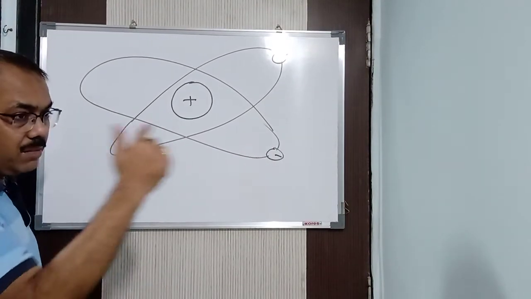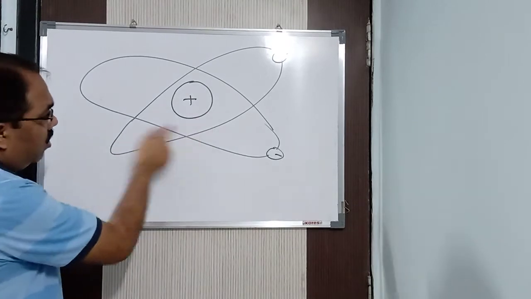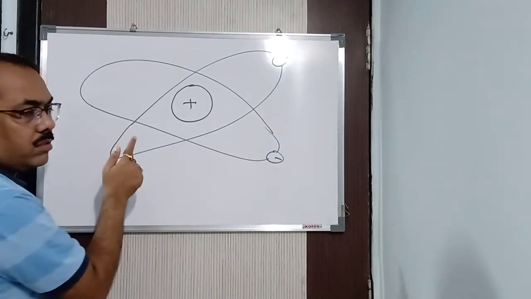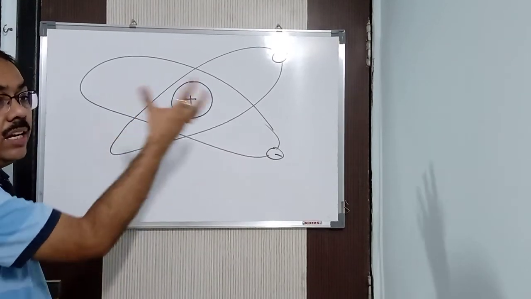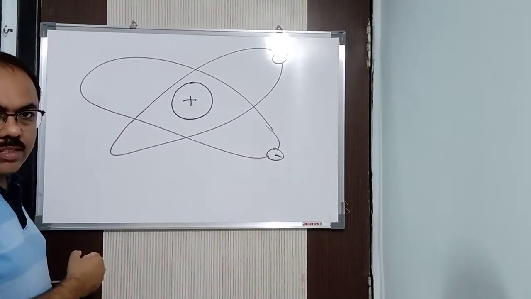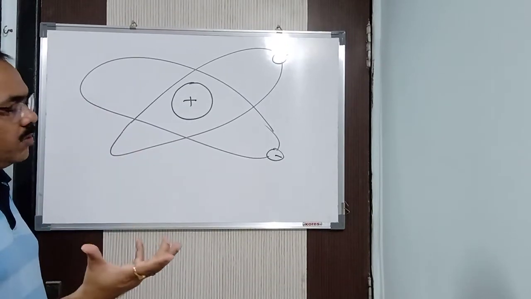So he said that just like the planets move in the solar system around the sun, similarly electrons move around the nucleus. Alright? So he compared his atomic model to the planetary motion around the sun. We can say that.